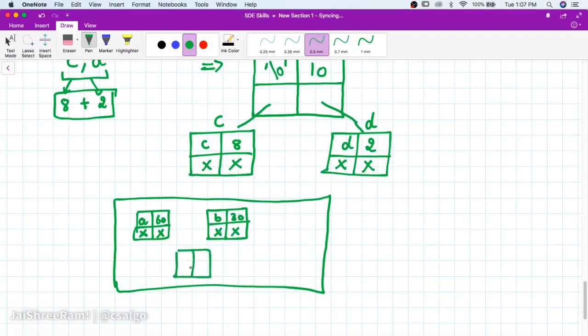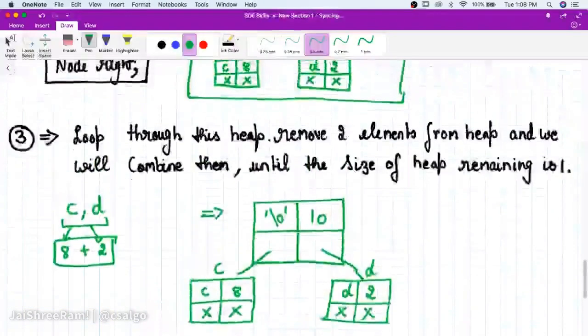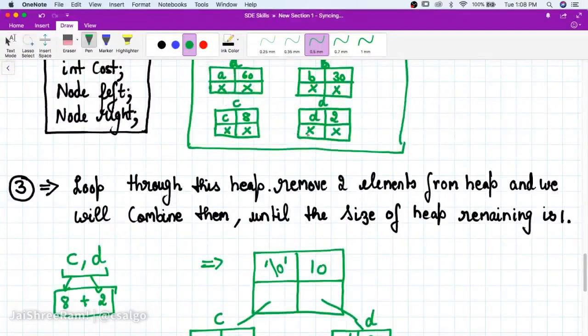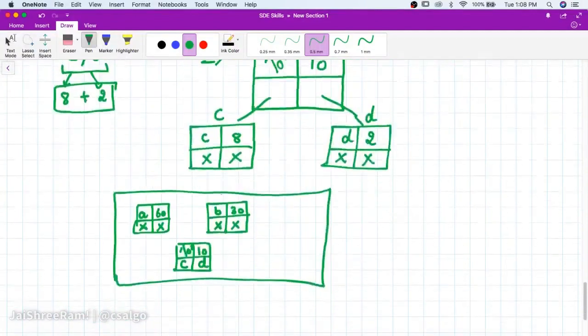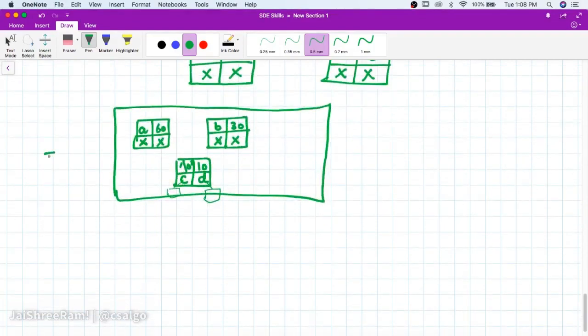So C and D were removed. This third node has a null character and its cost is 10, and it further has the nodes C and D below it. You can see the C node and the D node, as this structure is being formed here. Below it will be the C node, and on the right it will have the D node, as you can see here. Now this is my updated heap.